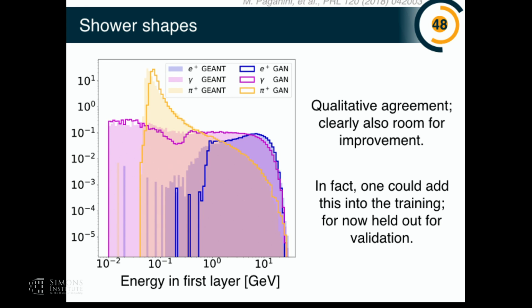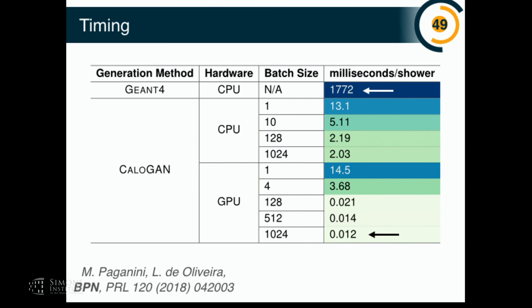In fact, one could actually input this image into the neural network to impose that it learns this one well, as was discussed earlier with the mass. But for now, it's used as a holdout to do validation. But in principle, I could force it to learn this well in the training of the neural network. But this is really the punchline.